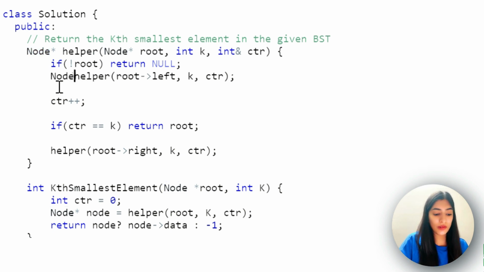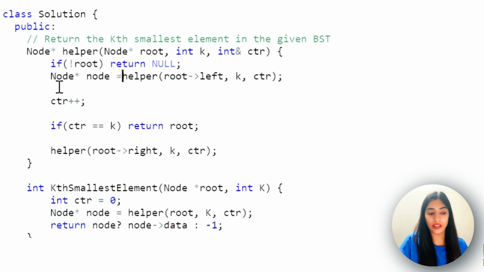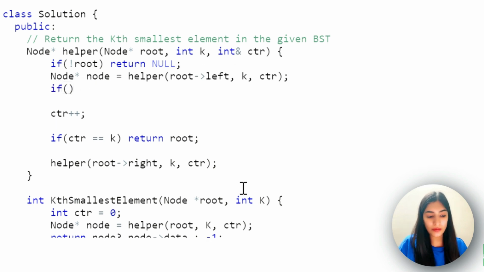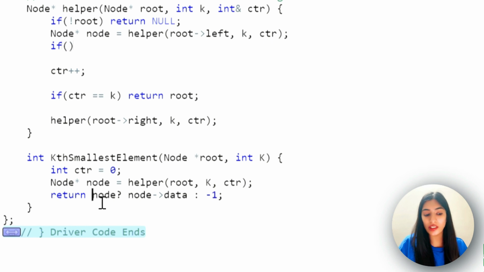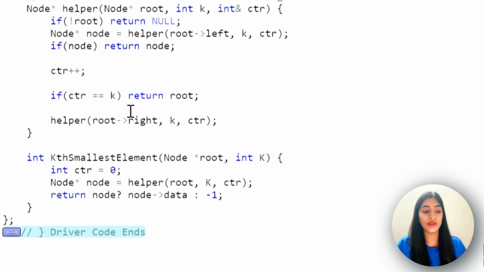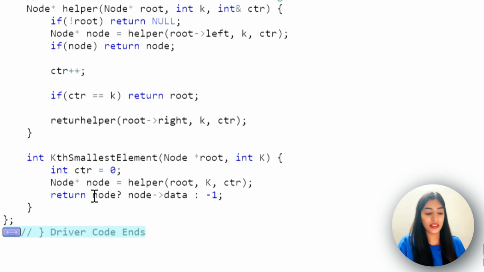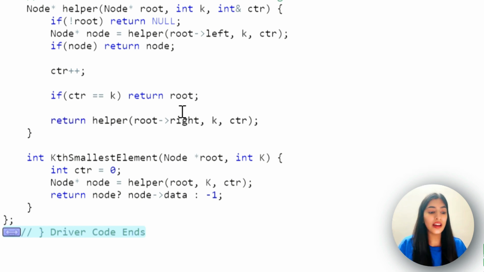So every time I am calling for the left subtree, I have to check. If I have found the answer, if it is not null, just like in the main function where we check that if the node value is not null, we return that. So here also, if the node value is there, I just return it. If it is not there, only then I have to increment the counter value. Otherwise, I just return whatever my right subtree returns. Now you must be thinking, what if this returns null? It's fine because here we have already added the check.